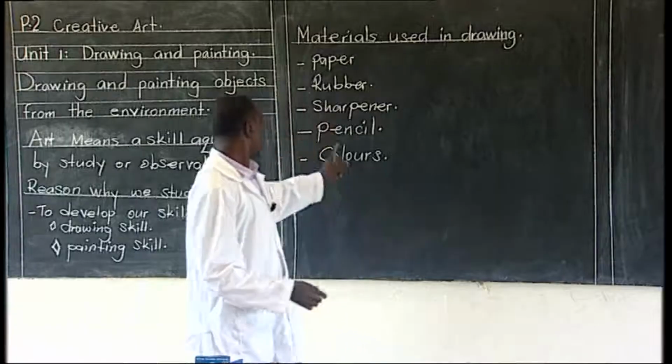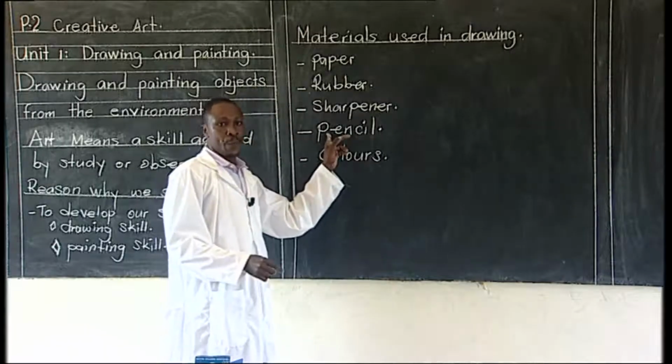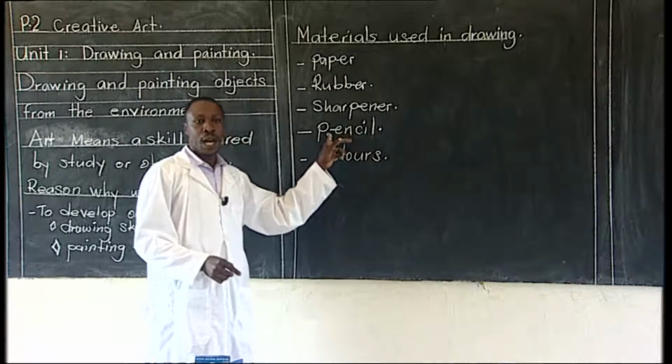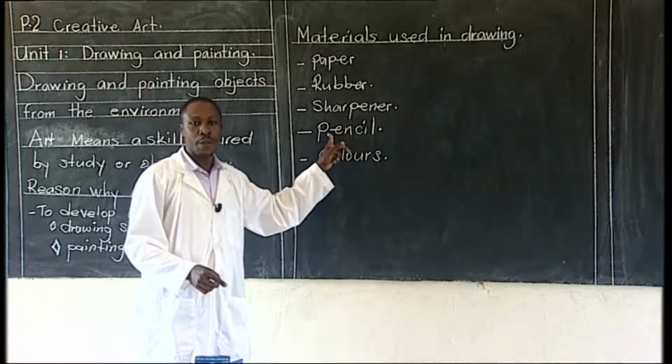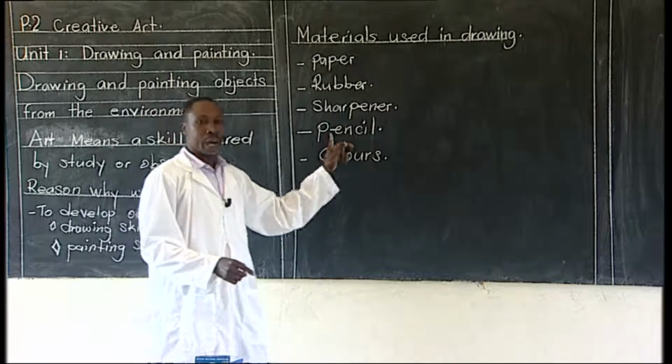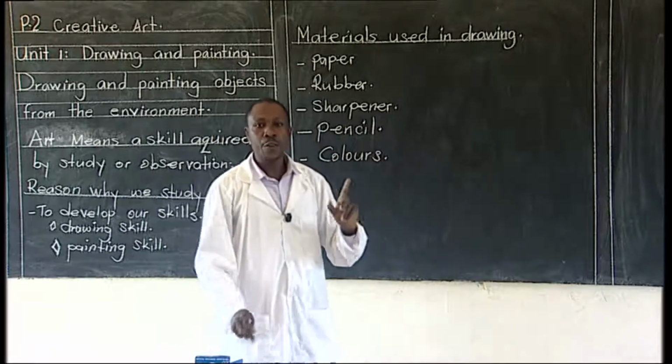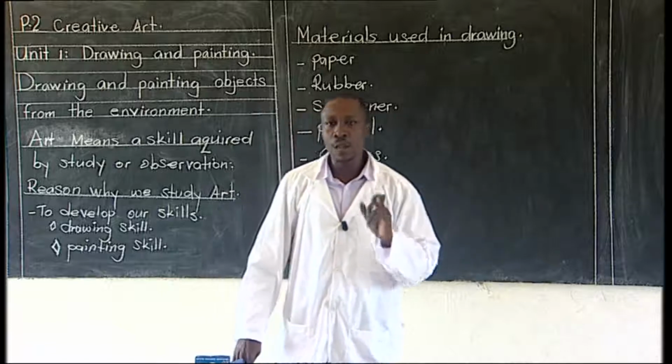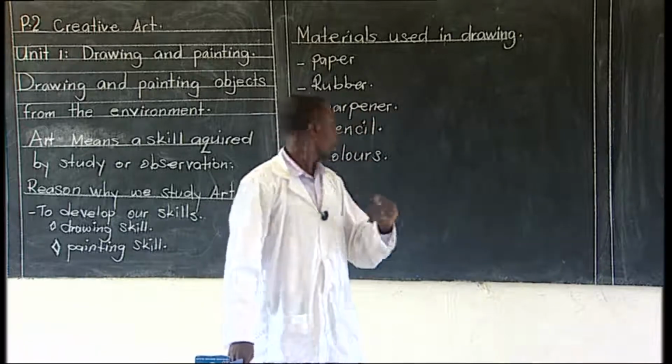Good. Now we have this one, a pencil. Who can spell for me this word? Good. Who can spell for me? Yeah. Now this one, we have said it is used for sketching what you want to draw.